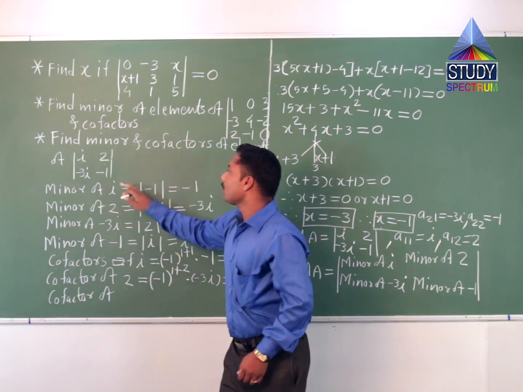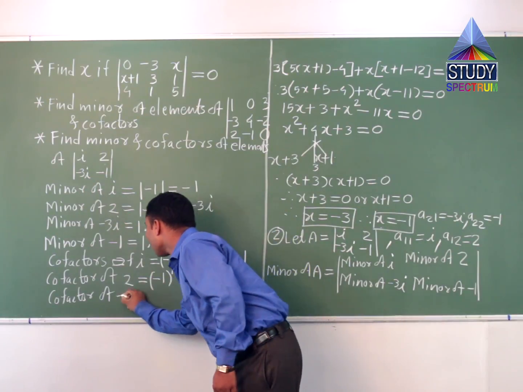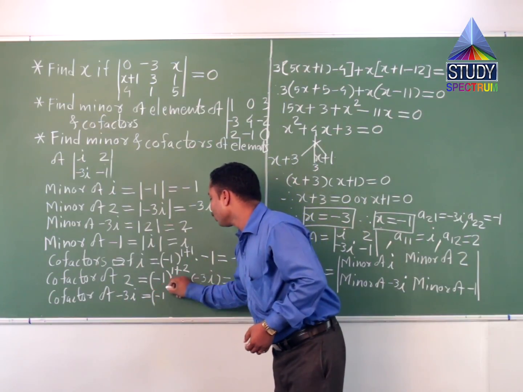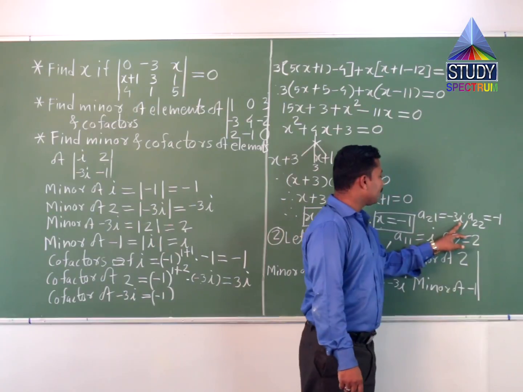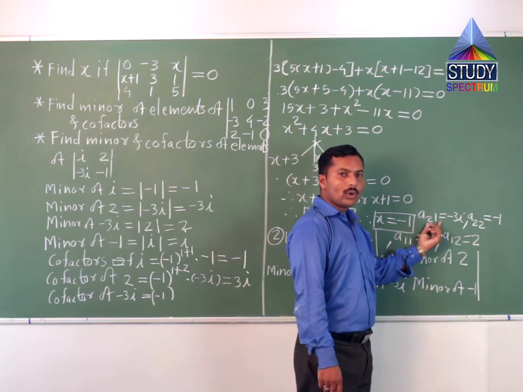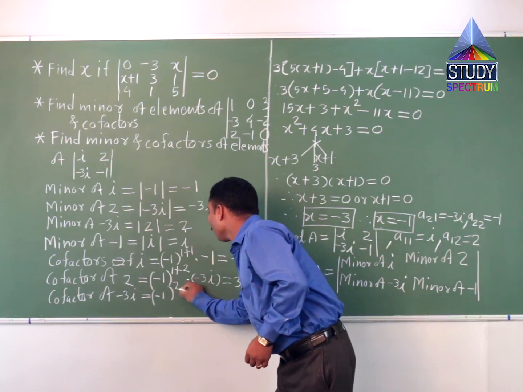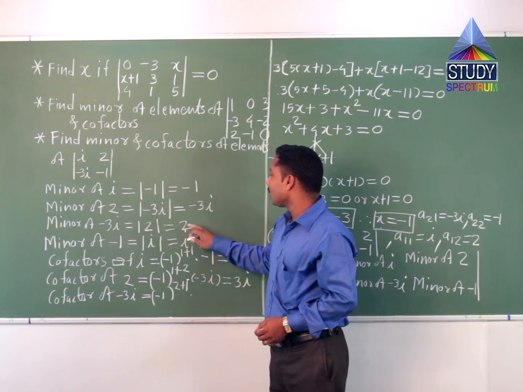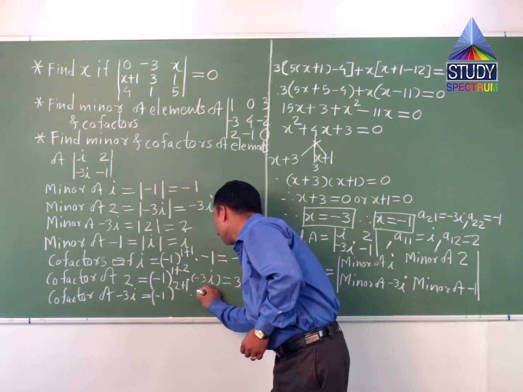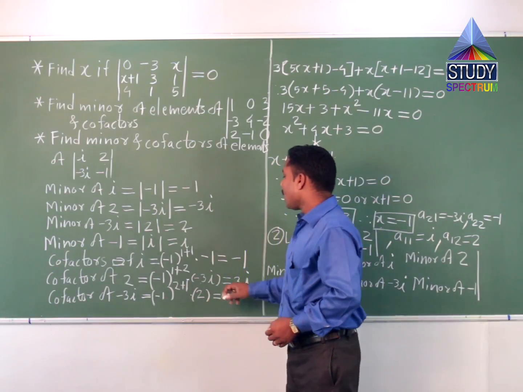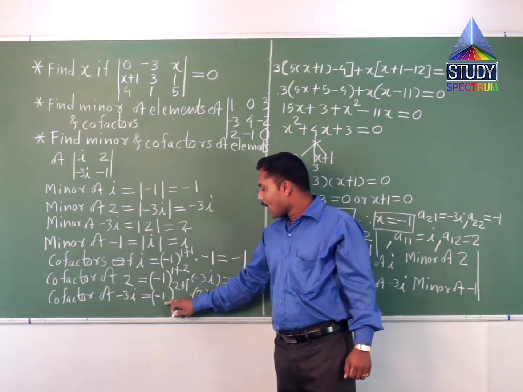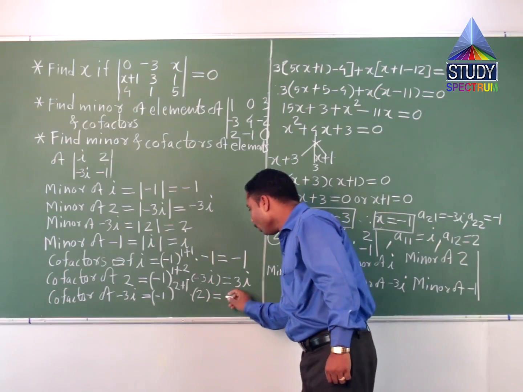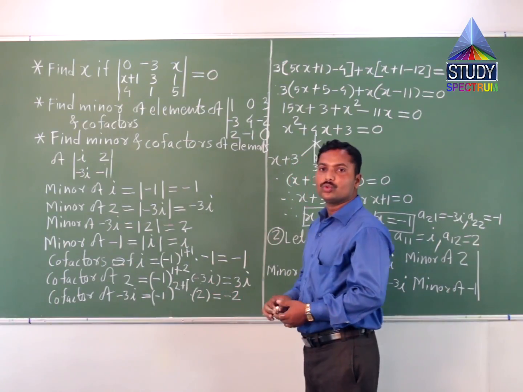Again cofactor of the third number -3i equals minus 1 raised to the suffix of a21, that is 2 plus 1, into minor of this -3i. What is the minor of -3i? It is 2. So 2 plus 1 is 3, and minus 1 cubed is always negative, minus 1. So minus 1 into 2, again -2.